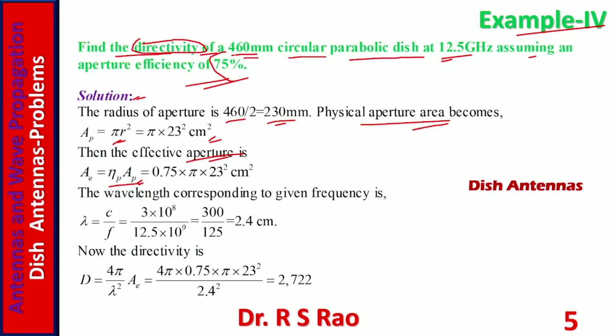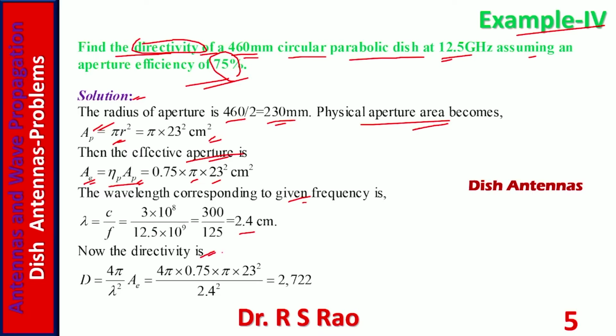It is aperture efficiency into pi into 23 square. This is physical area. So effective aperture is available. Wavelength corresponding to 12.5 gigahertz can be found. In the present case, it is calculated here. Lambda turns out to be 2.4 cm.